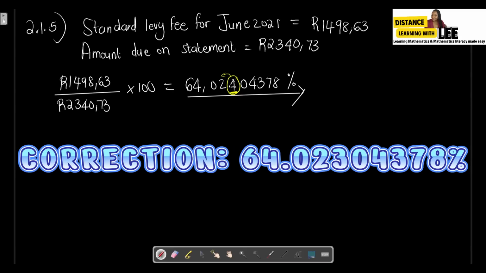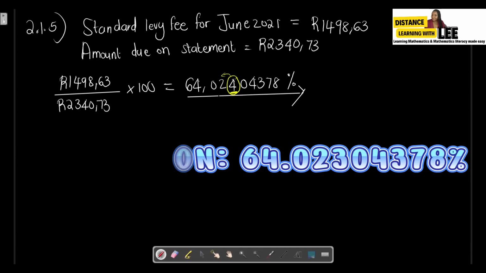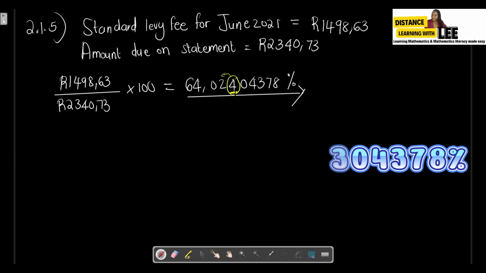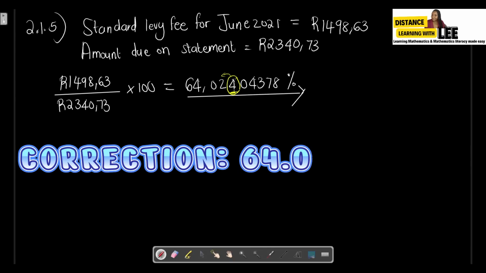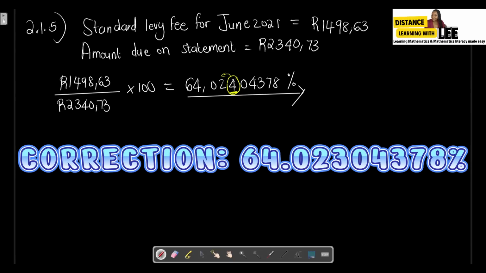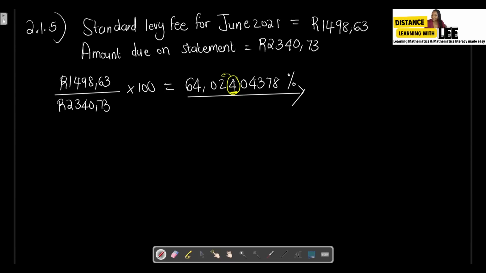But if this third digit was either 5 or a number above 5, then we were going to change this 2 into a 3. But because this number is 4, a number below 5, we keep that number 2. So our final answer is equal to 64.02%. So that is the percentage.